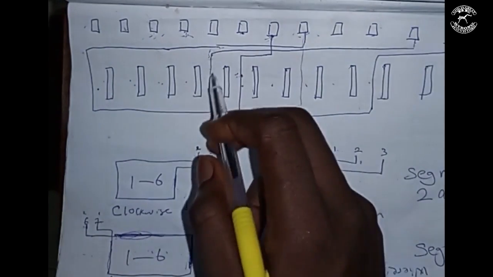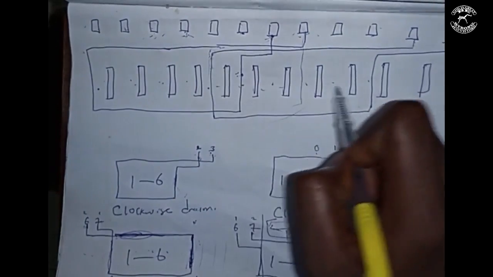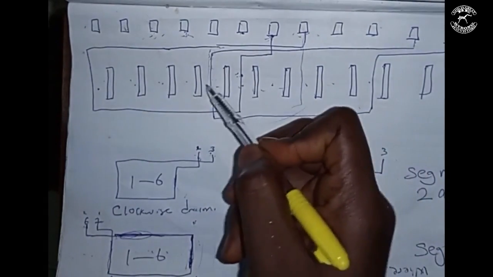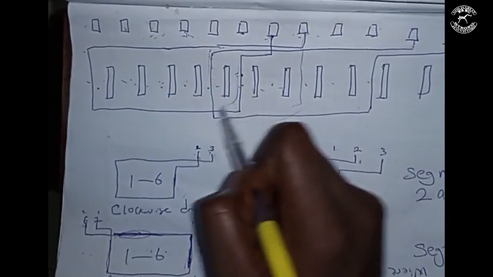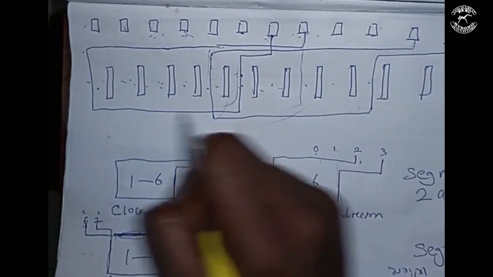Don't say that because I'm counting backward, I'll not count from here 1, 2, 3, 4, 5, 6. No, that's wrong. Let's count 1, 2, 3, 4, 5, 6. Your coil will go from here and go backward. Whether you are going forward or backward, your pitch will go backwards.